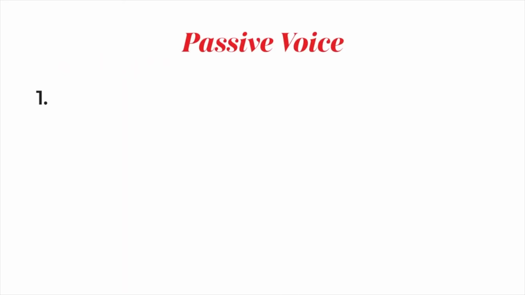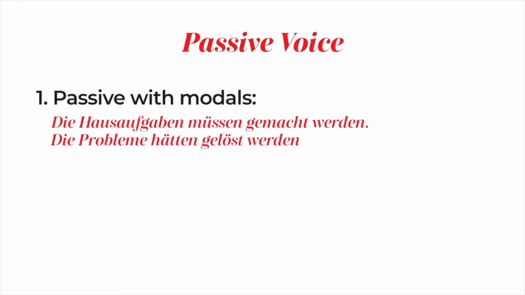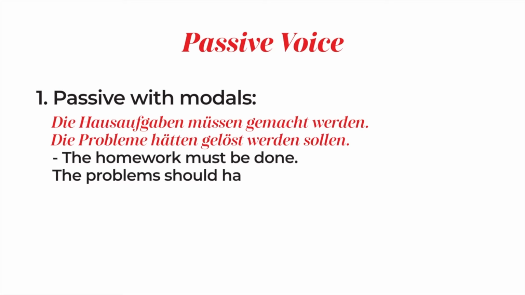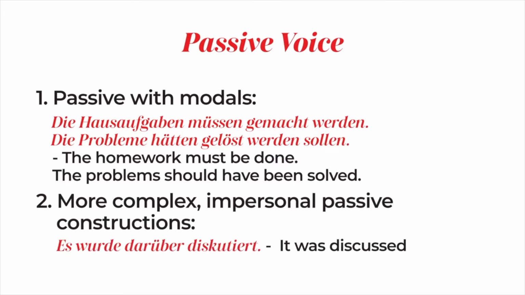Passive voice. Specifically passive voice with modal verbs. Die Hausaufgaben müssen gemacht werden. Die Probleme hätten gelöst werden sollen. The homework must be done. The problems should have been solved. More complex, interpersonal passive constructions. Es wurde darüber diskutiert. It was discussed.